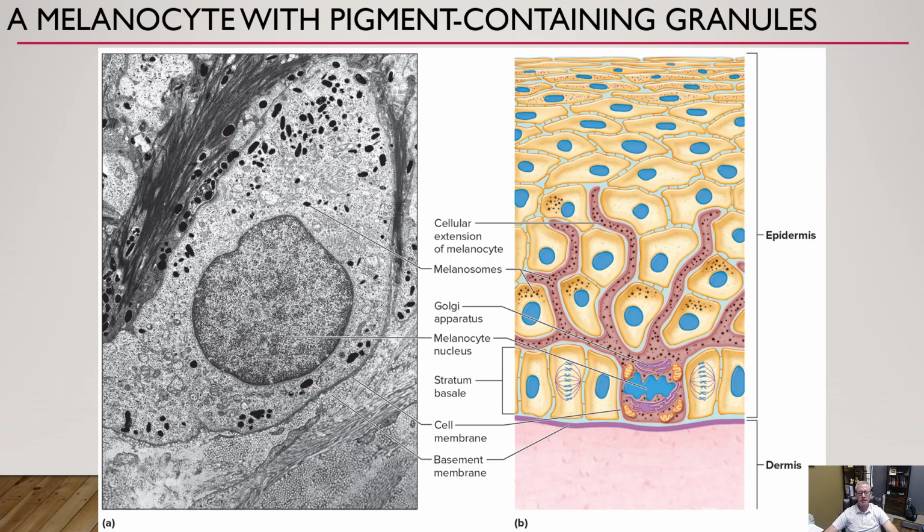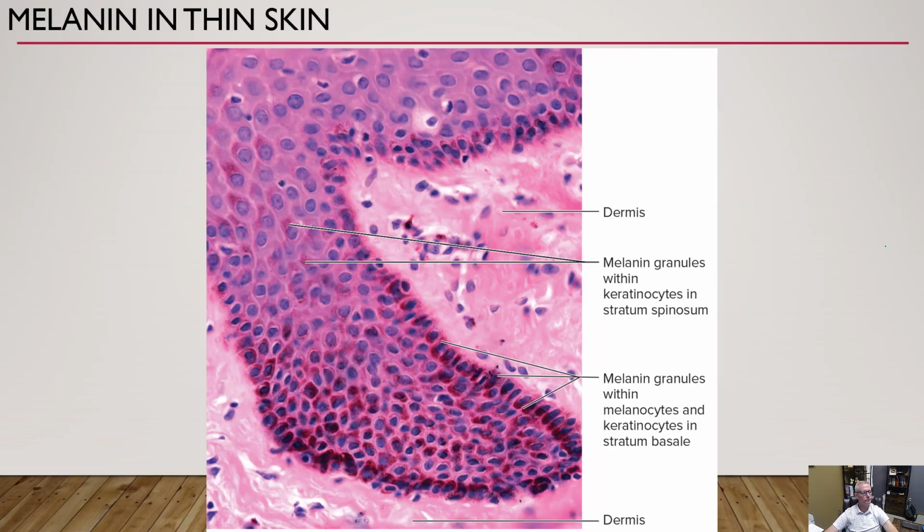All right, this picture just shows some melanocytes. That's a melanocyte nucleus. There's your melanosomes. Just some more melanin granules.